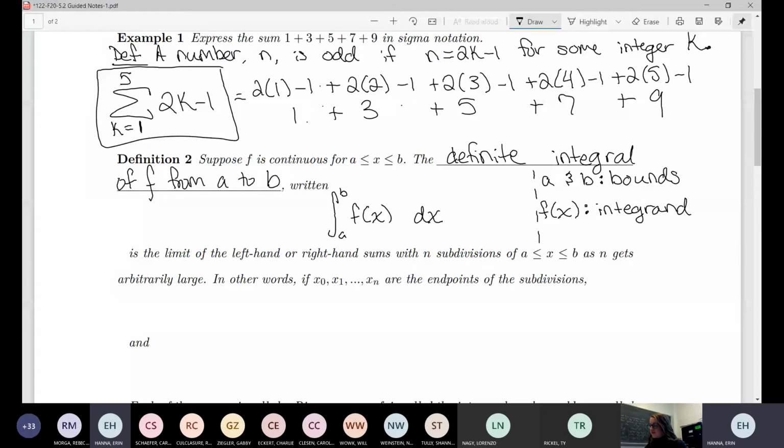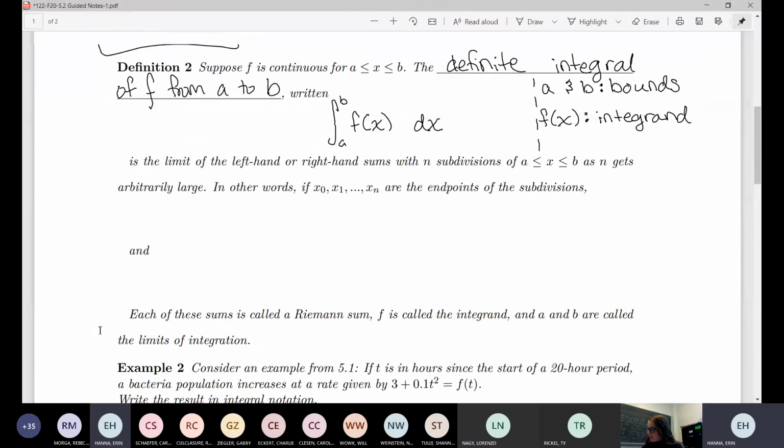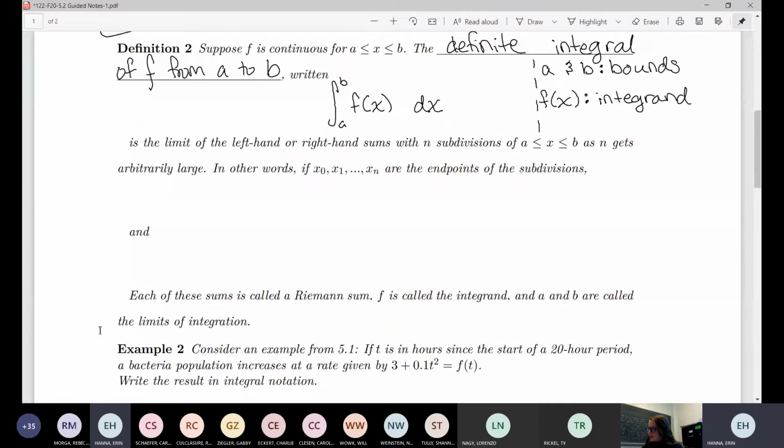So I haven't actually defined what this thing is. So what is the definite integral? It is the limit of the left-hand or right-hand sums with n subdivisions of that interval as n gets arbitrarily large. In other words, if x sub 0, x sub 1, and x sub n are the endpoints of the subdivisions, we have our nasty looking definitions. Before I write down the nasty looking definitions, let me draw a picture over here.